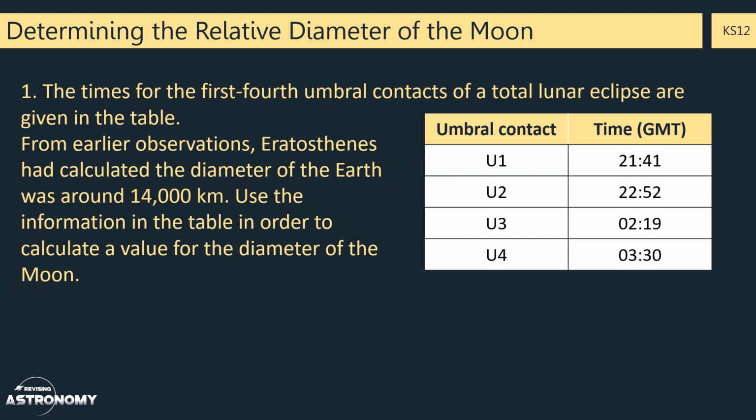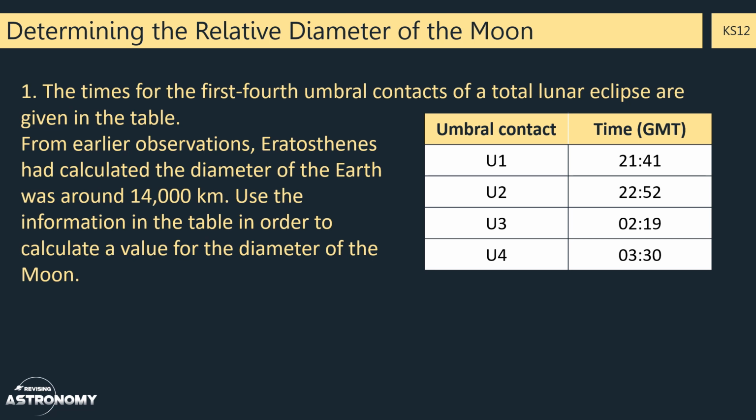In these questions, we're going to be using data to work out the relative diameter of the moon. The data has been collected in total lunar eclipses and is given in the table. So to work out the diameter of the moon, we need to work out the ratio between the U1 to U2 time and the U1 to U3.